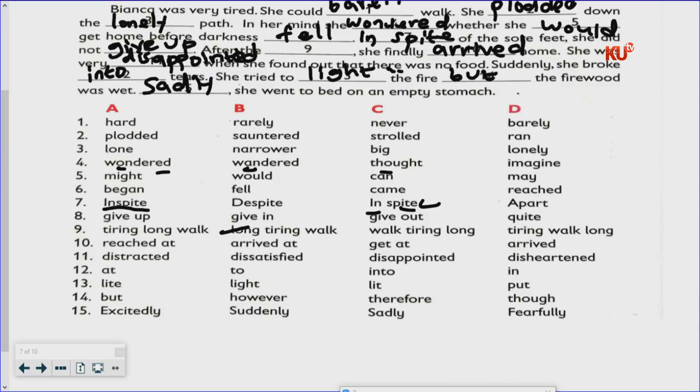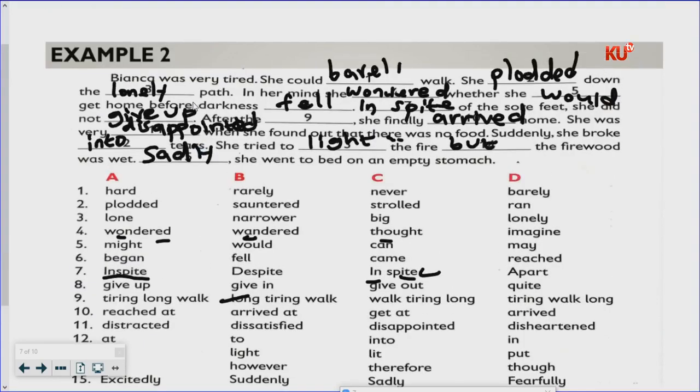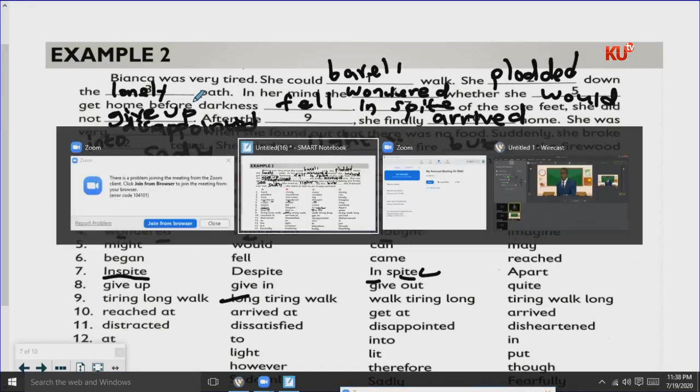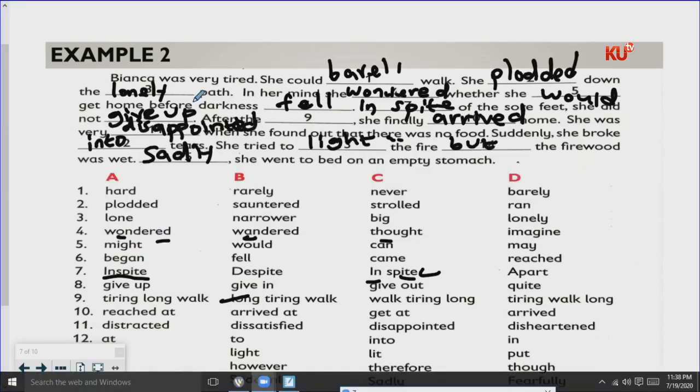So after doing that, you go back to your text, you read through it. After you've read through it, you then check whether there are some corrections you need to do, and do them. So you do the corrections, then you can say that your cloze test is well answered.